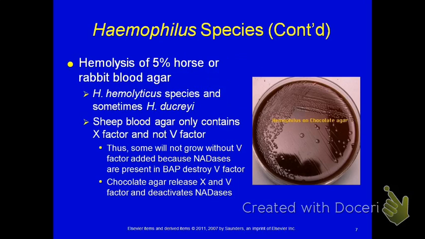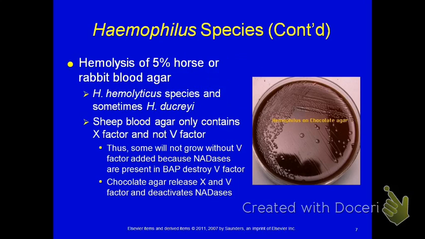Hemophilus, this is the example of Hemophilus as seen in 5% horse or rabbit blood agar. Okay, so Hemophilus hemolyticus species and sometimes Hemophilus ducreyi. Okay, so the problem with the blood agar plate is that it would only have the X factor. Okay, there's no V factor in the blood agar plate. Be it a horse or be it a rabbit blood agar plate, there's no V factor in there. Okay? So, as what I've mentioned before, X factor is hemine.